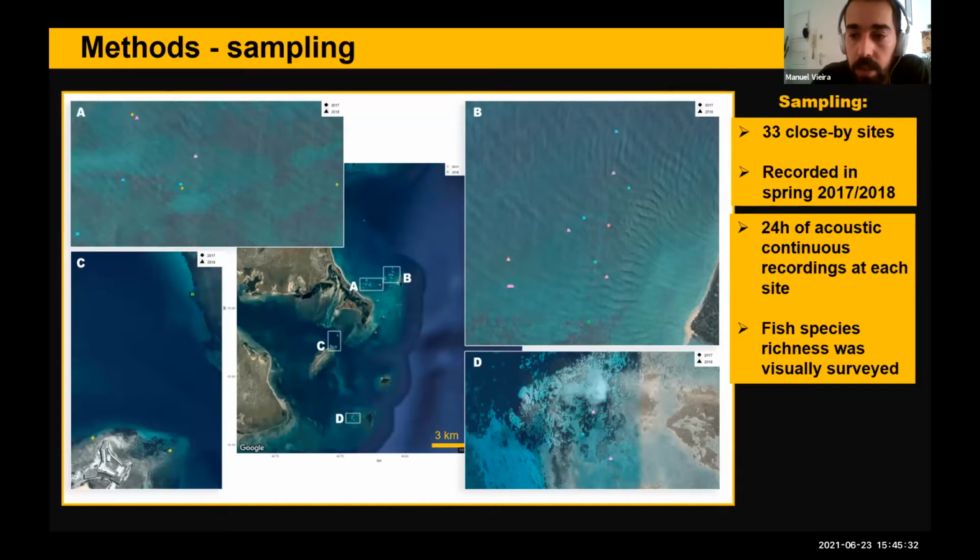So what we did was select 33 sites in really similar locations in this area around Mozambique Island, which is in the sea. You can see it here, Mozambique Island, Ilha das Cobras at the bottom, and then also North Sete Paus. We did the recordings throughout the spring of 2017 and 2018. Each location was recorded for more or less 24 hours. And at the beginning of each recording, we did 15 minutes of fixed visual sensors to record how many species we have in each location. That's our golden standard in this case for biodiversity.